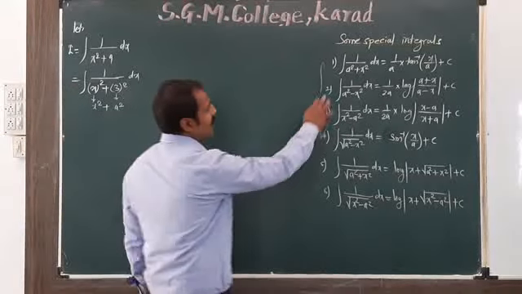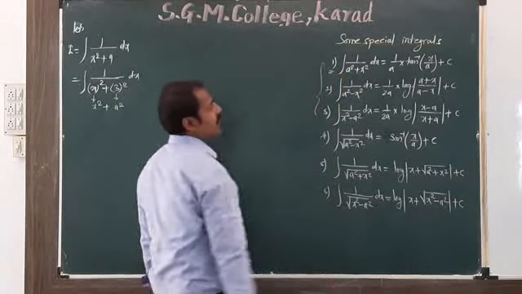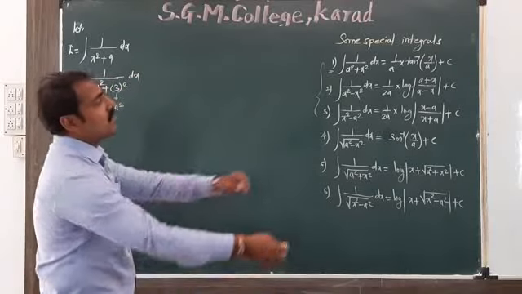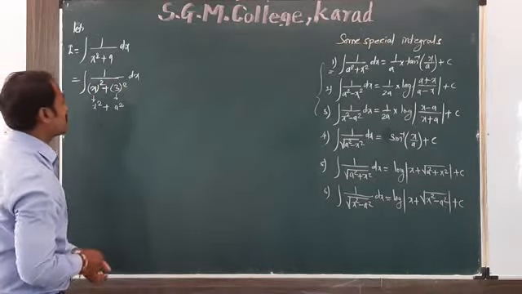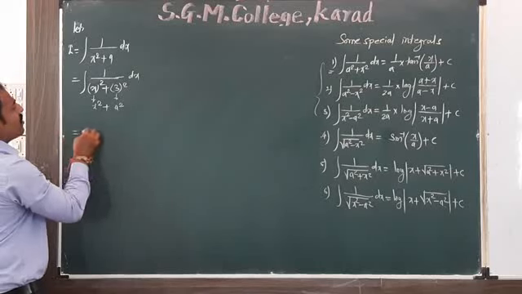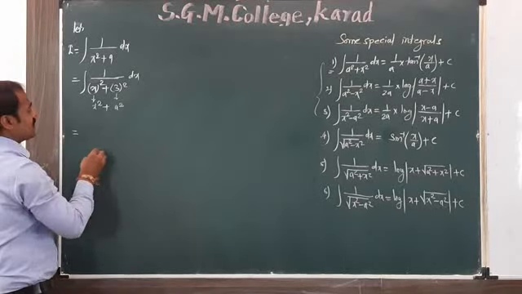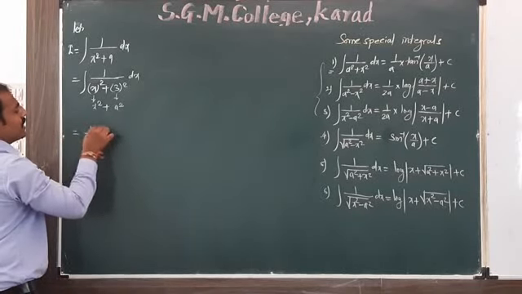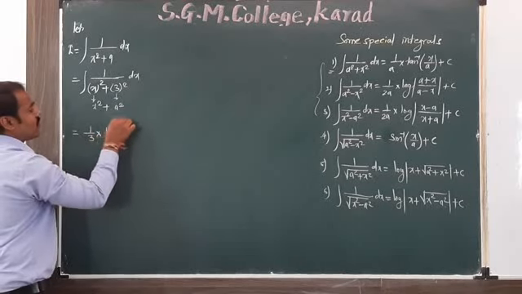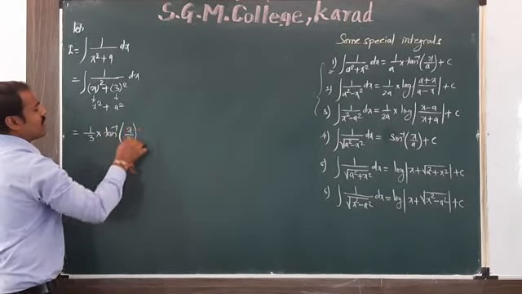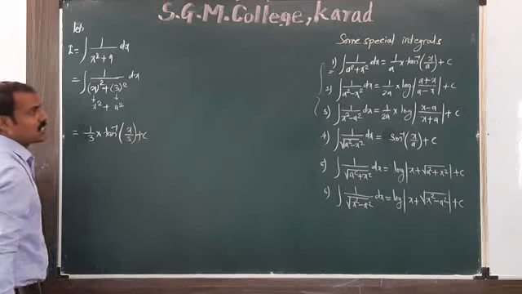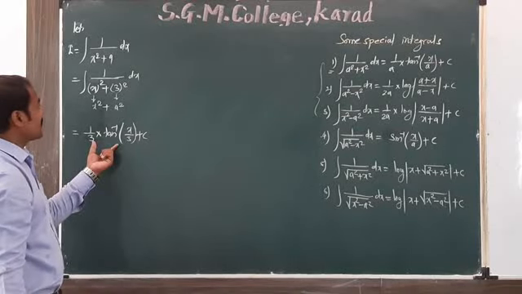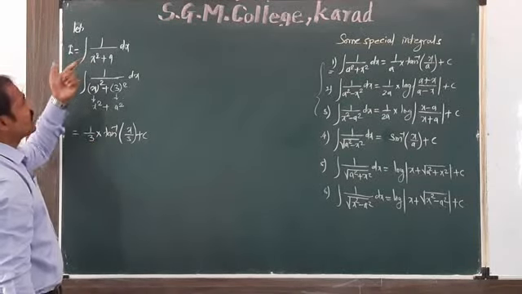Here is that formula. Integration of 1 upon a square plus x square dx is 1 upon a tan inverse of x upon a. But what is the value of a? Here the value of a is 3. So 1 upon 3 into tan inverse of x divided by 3 plus constant of integration c. Okay, it is the final answer of the given question.